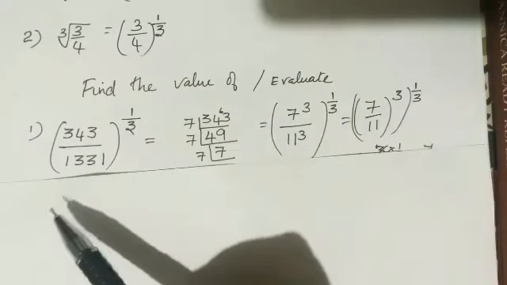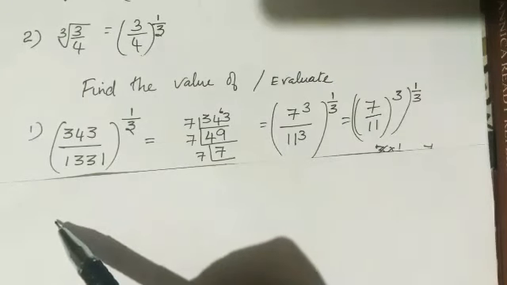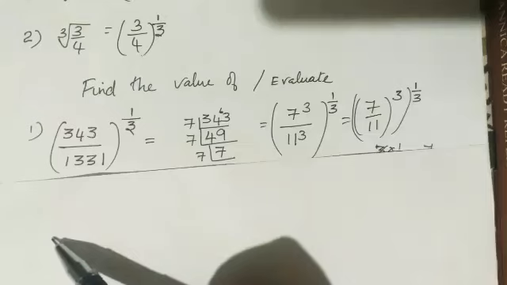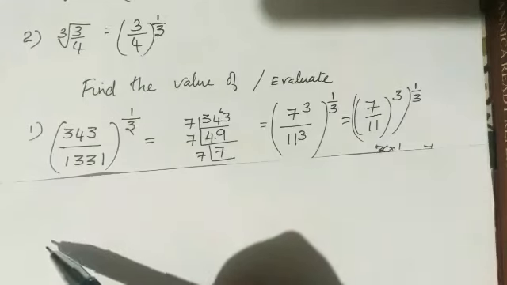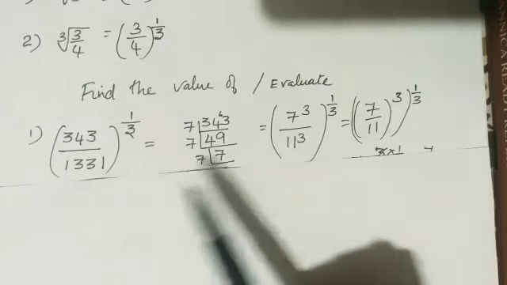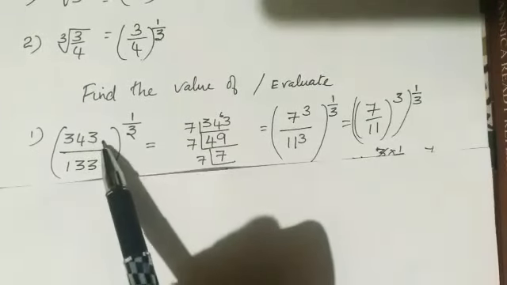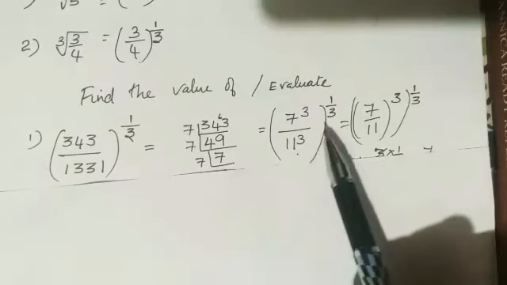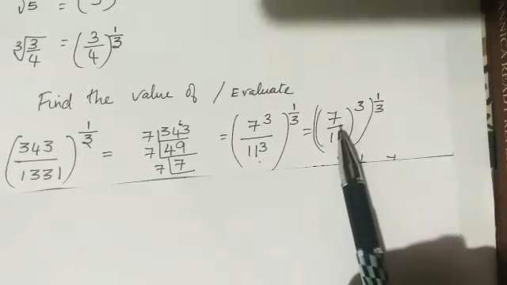Please don't forget that 11 cube is 1331. What is 11 square? It is 121. And 11 cube is equal to 1331. So whenever you see 1331, just put 11 cube there. So here we saw it is 7 cube by 11 cube. So we can write it as 7 by 11 whole cube.